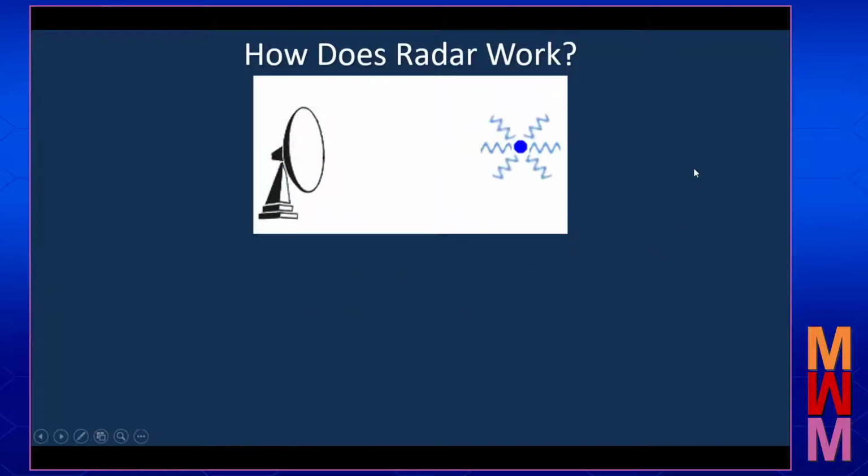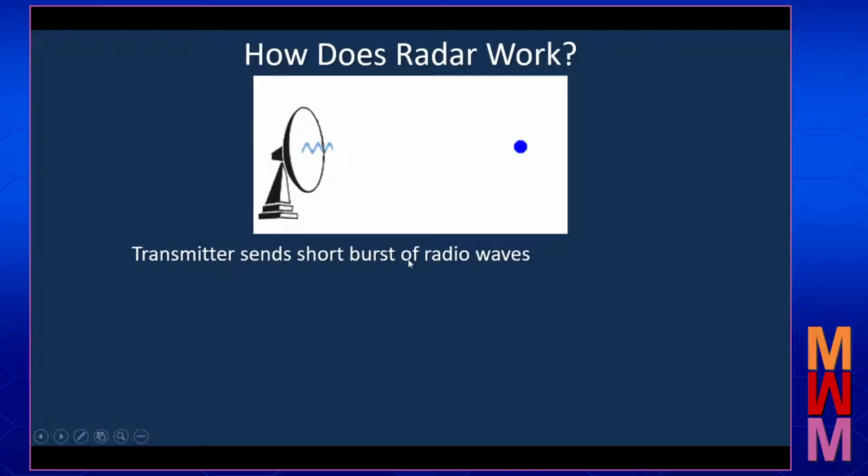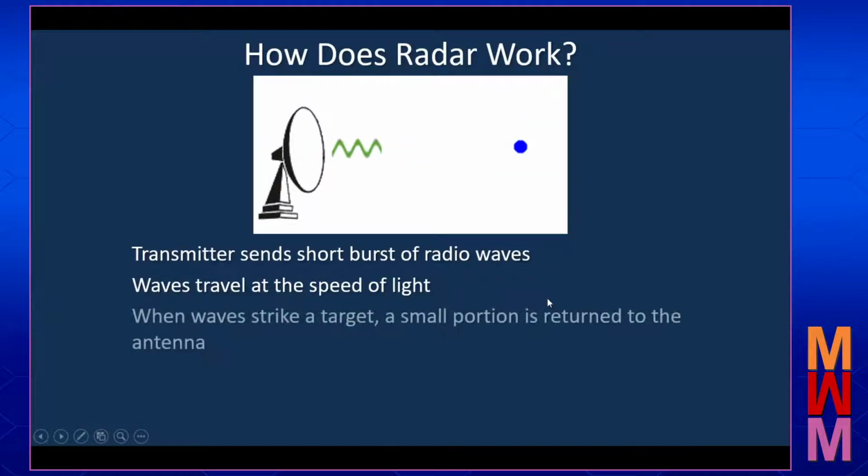So how exactly does weather radar work? Well, as the antenna spins around, the transmitter sends out a very short burst of radio waves, somewhere around a microsecond long. Those radio waves will travel out from the antenna at the speed of light, 186,000 miles per second, until they hit something, a raindrop, a hailstone, or a snowflake, for example. When that happens, a very small portion of the radio wave is returned back to the antenna.